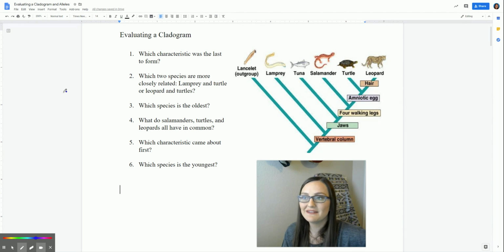All right, so I wanted to make a video today to explain how to use cladograms. Some people pronounce these cladograms. That's really up to you. I pronounce it cladograms. All right.